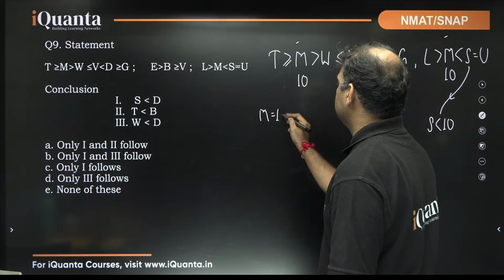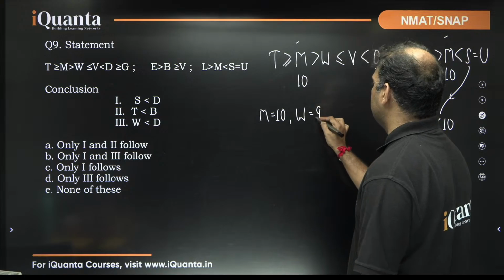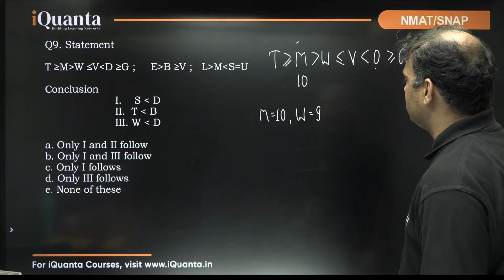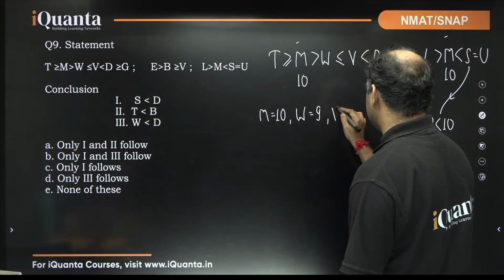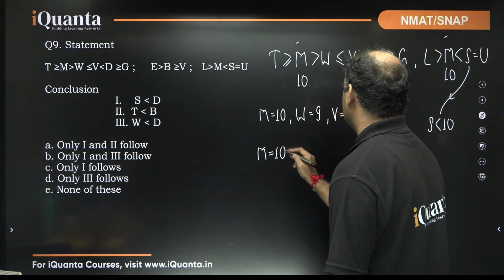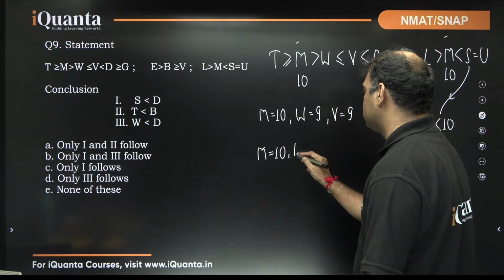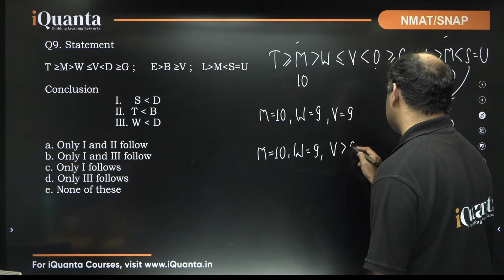If M is 10, so first thing, W is less than M. Let's assume for a while that W is 9. Just assume that W is 9. Then they are saying W is less than or equal to V, right? So V and W can be equal, all right? Or we can say V can be greater than W as well, right? V just can be greater than W as well. So V can be greater than 9 as well, okay?